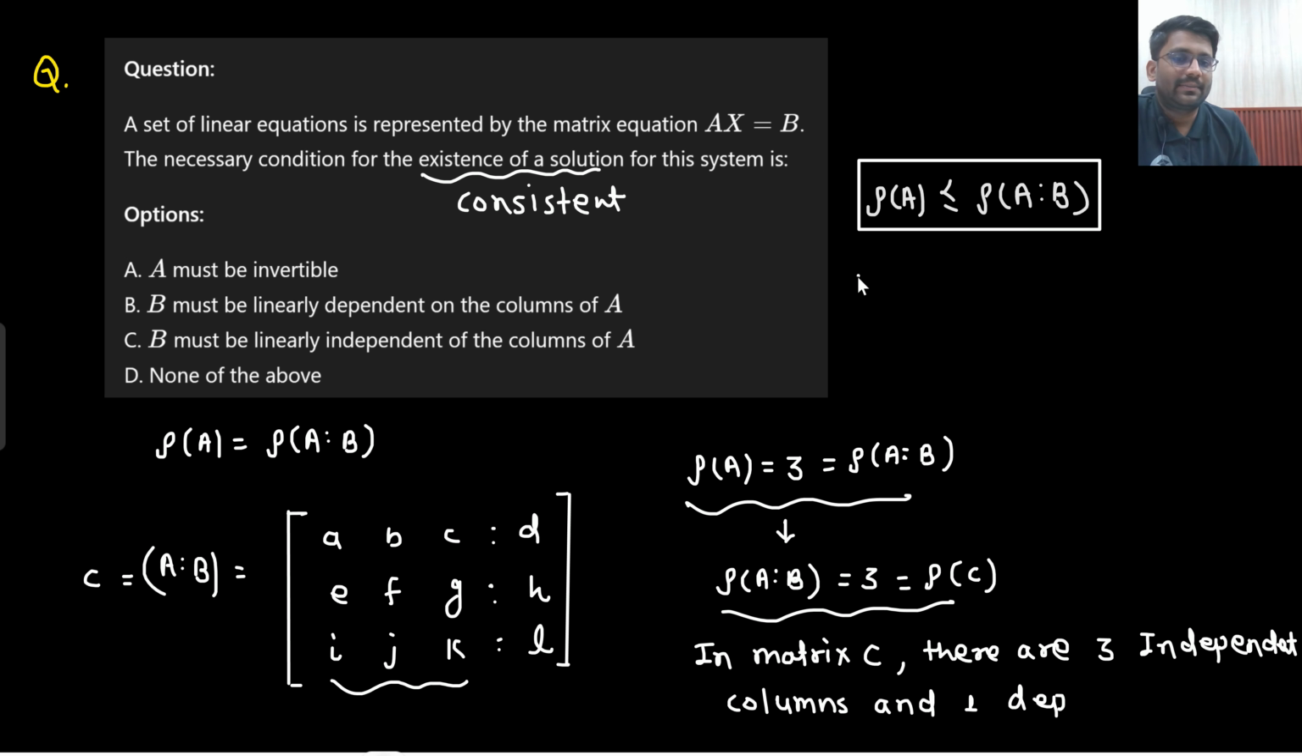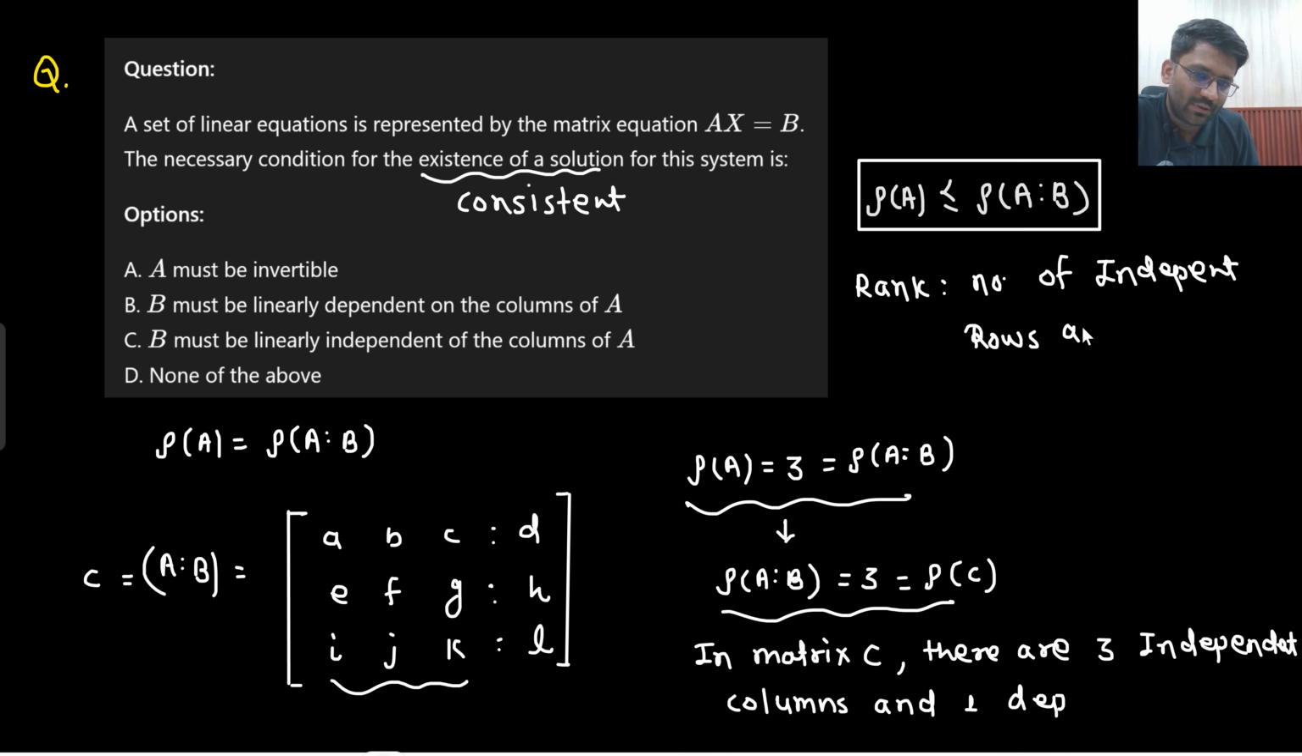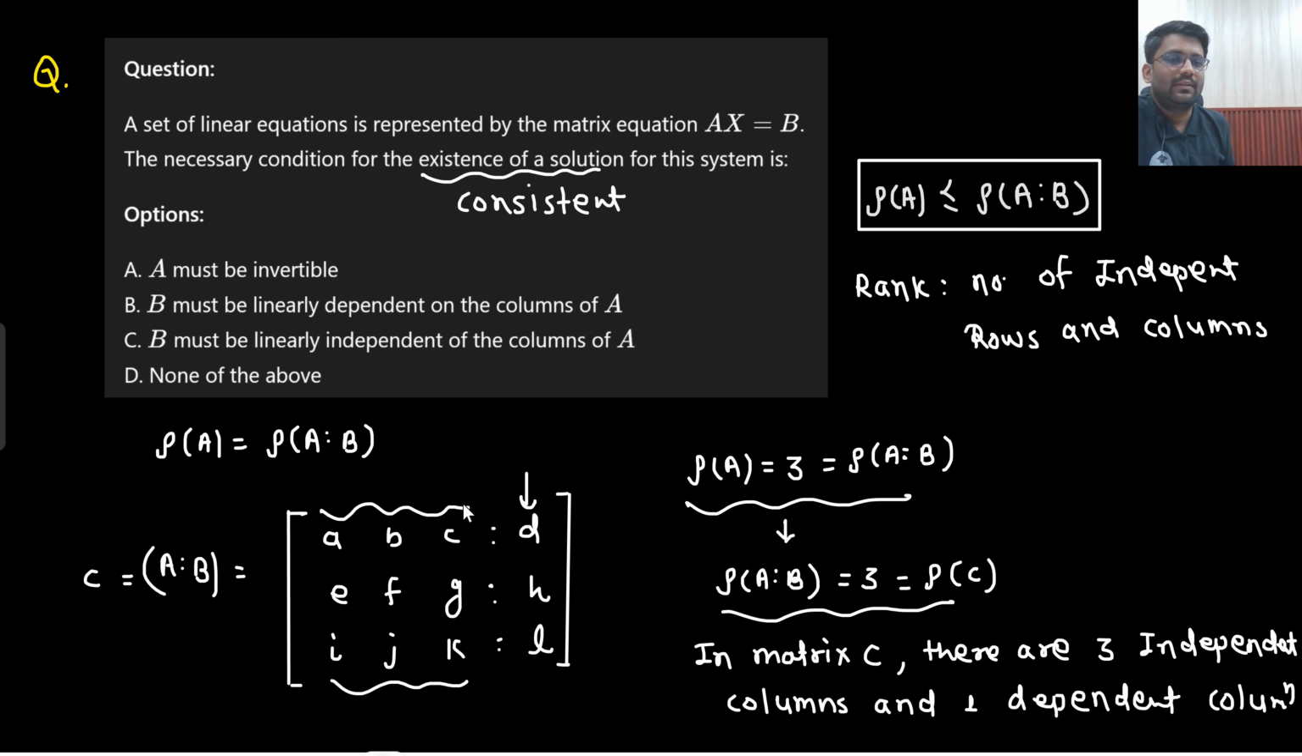What does rank represent? Rank represents the number of independent rows and columns. Rows and columns. Say yes or no. If this is the scenario we are getting, rank of A is equal to rank of A augmented B, which is equal to 3, what is it representing? That there are 3 independent columns and 1 dependent column. That means 1 column will be depending on 3.